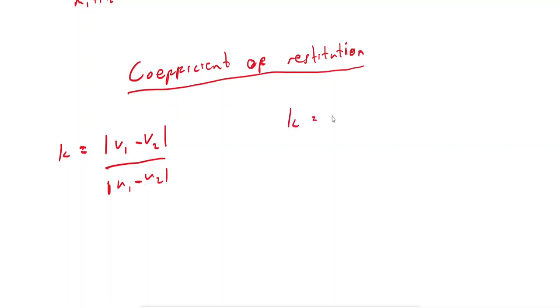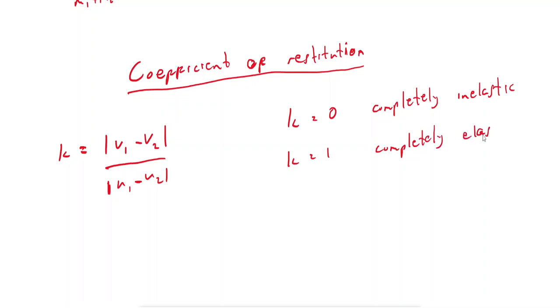So if k is equal to zero, then you basically have a completely inelastic collision. All right. If your k is equal to one, then it means that this is a completely or perfectly elastic collision. All right, but then if your k is less than one but greater than zero, it's always going to be greater than or equal to zero. But if it's greater than zero but less than one, then it is just inelastic.